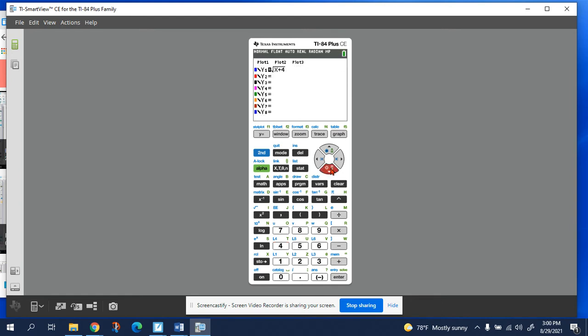Then I'm going to go down. Our second function is going to be a cubed function. Press X, use your caret, third power. Now, on some calculators, you need to press an arrow key.